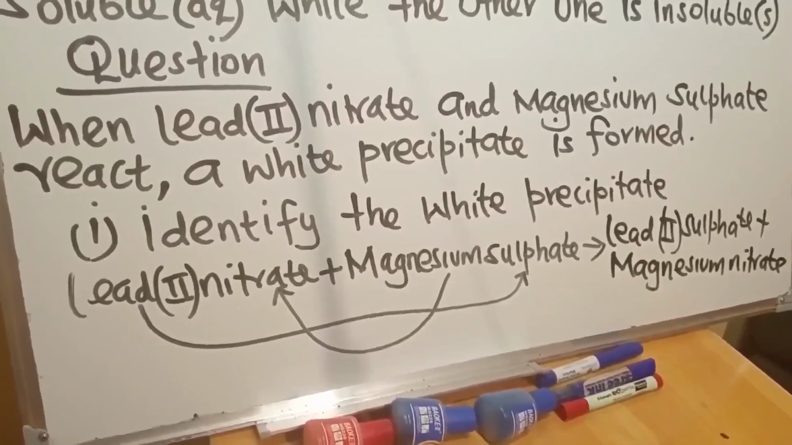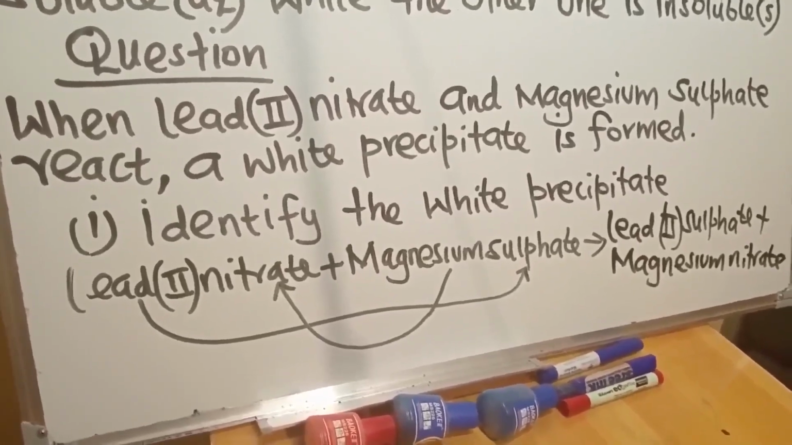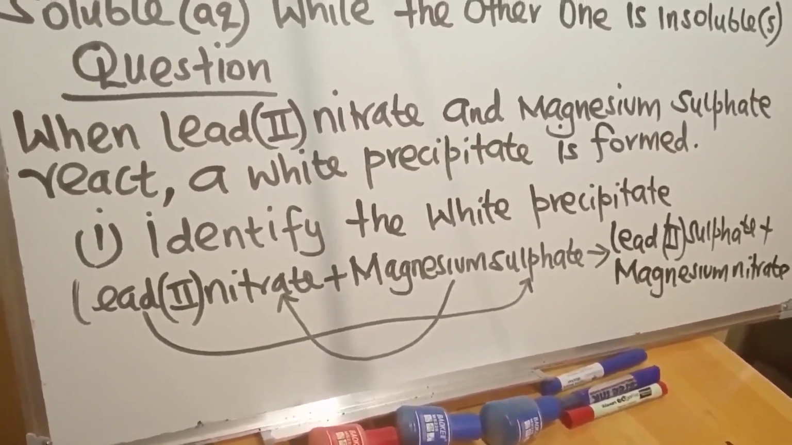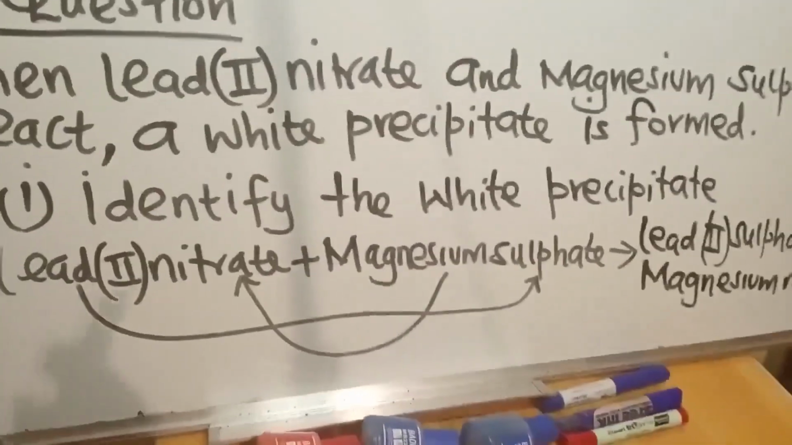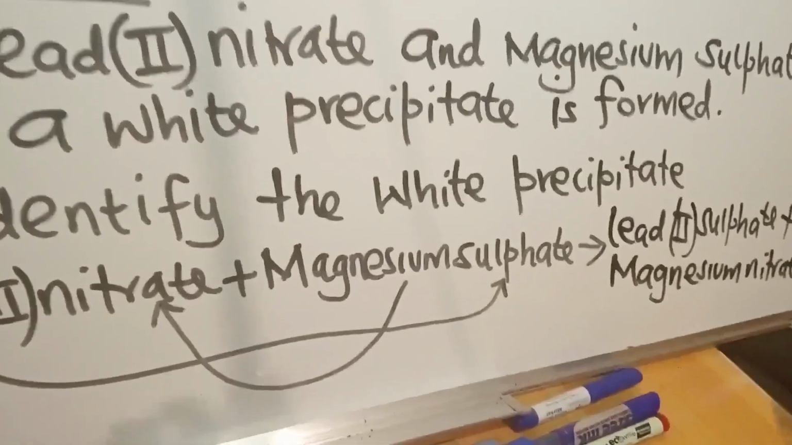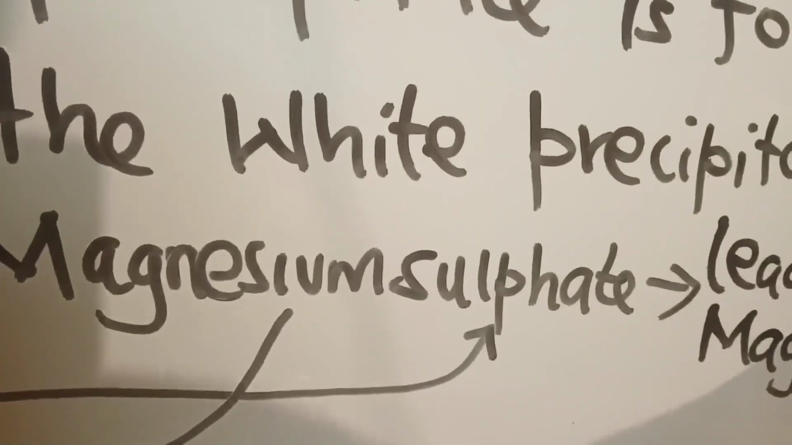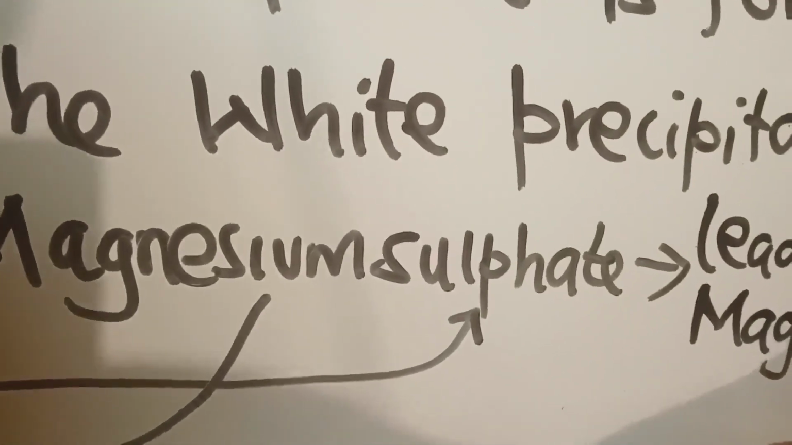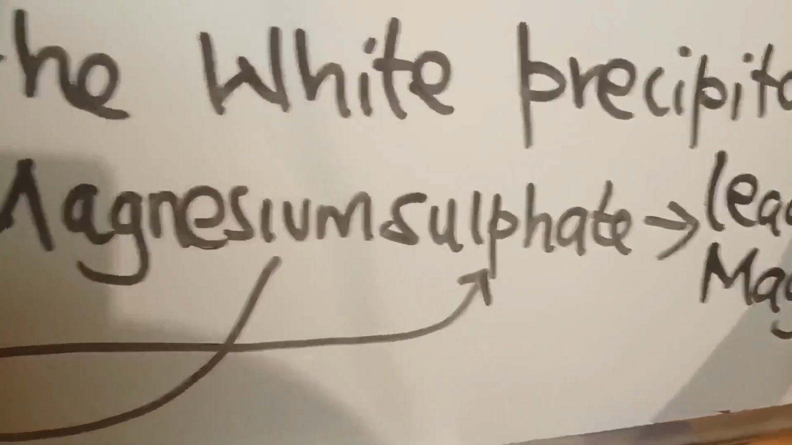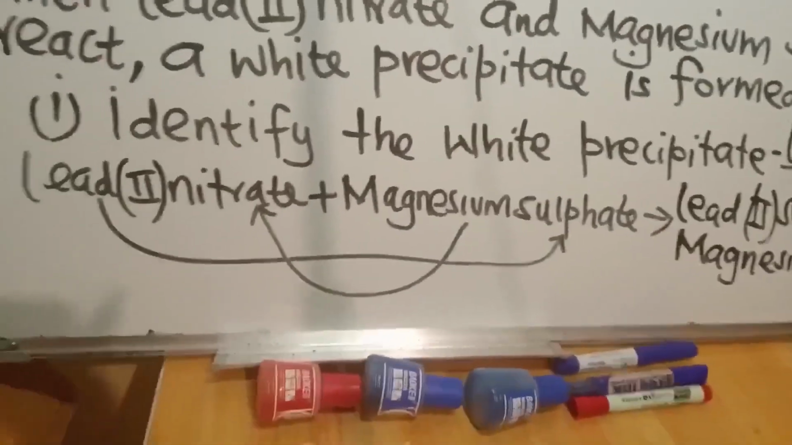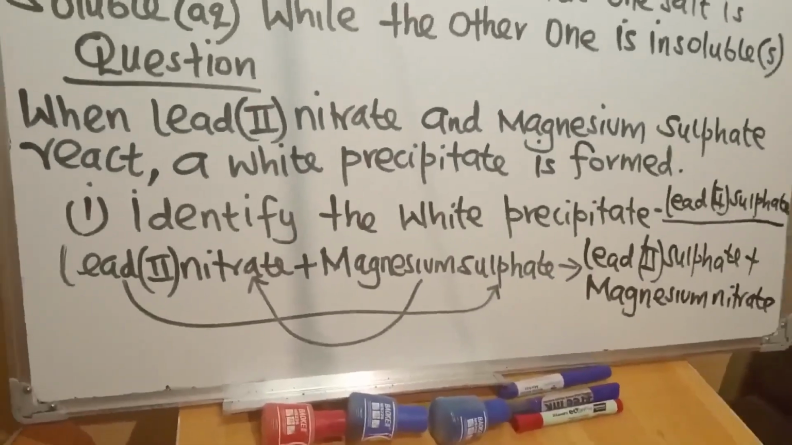So to answer this question, identifying the white precipitate, this is actually lead 2 sulfate. So that is what we will write as the answer. So it is lead 2 sulfate. That is the answer that we need to have.